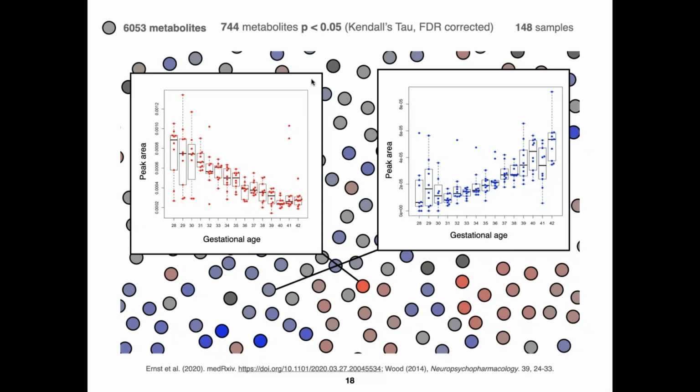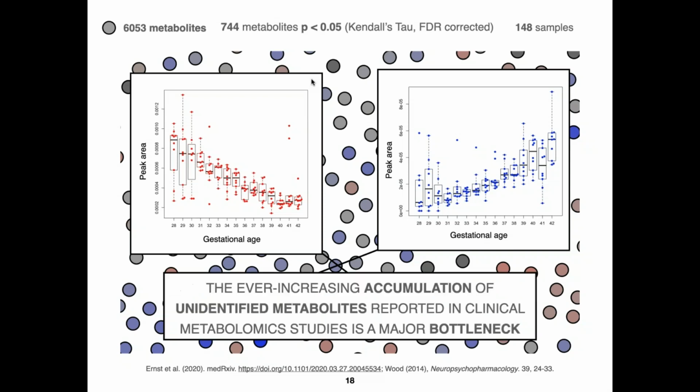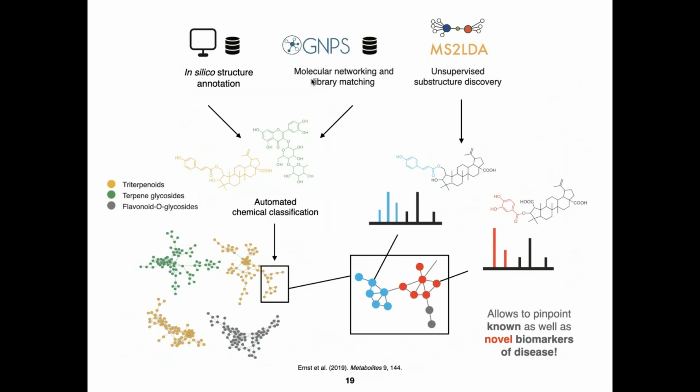However, all of these molecules at this point were unidentified. And so this ever-increasing accumulation of unidentified metabolites is actually a major bottleneck in clinical metabolomics studies, which hinders biological interpretation and hypothesis generation, and the potential discovery of novel biomarkers of disease, of finding truly novel biochemical underpinnings of disease.